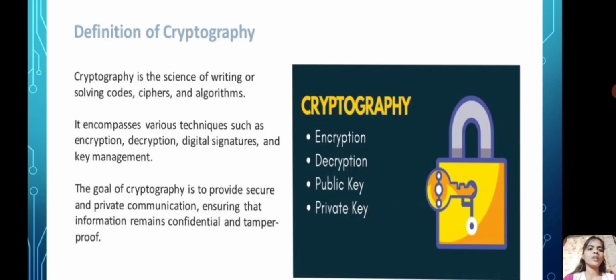Definition of cryptography. Cryptography is the science of writing or solving codes, ciphers, and algorithms. It encompasses various techniques such as encryption, decryption, digital signatures, and key management. The goal of cryptography is to provide secure and private communication, ensuring that information remains confidential and tamper-proof.